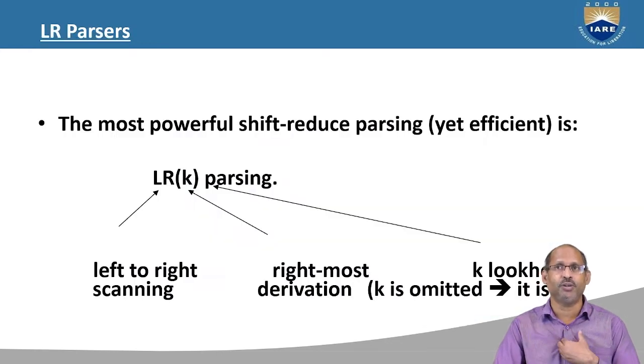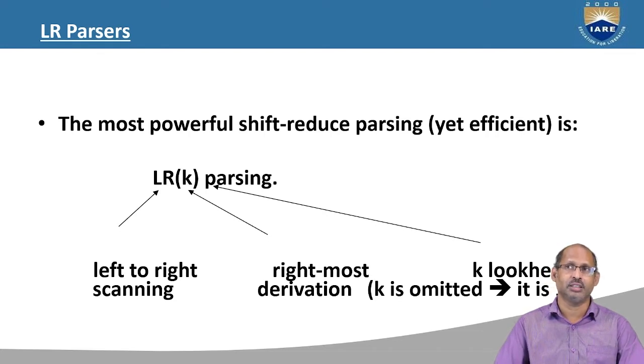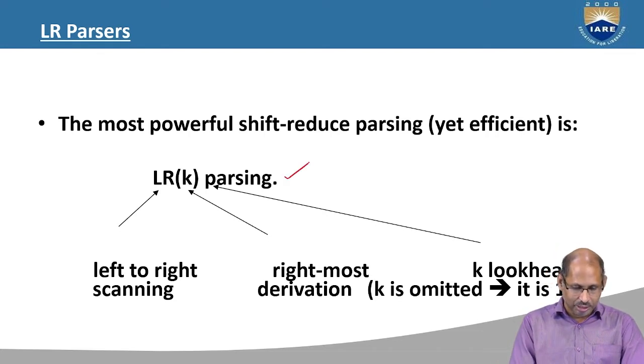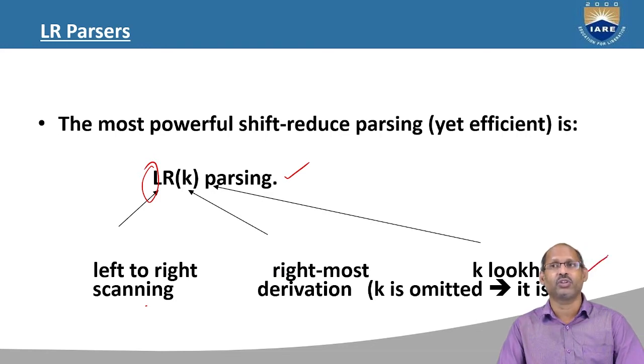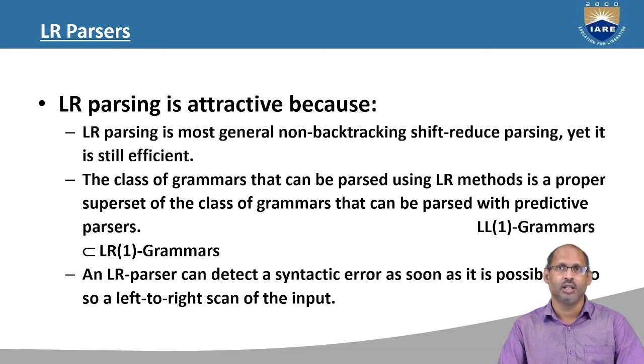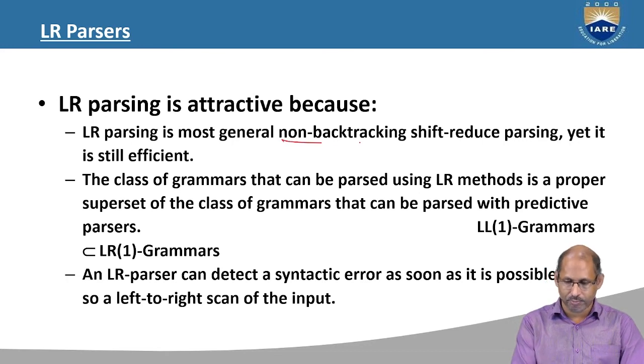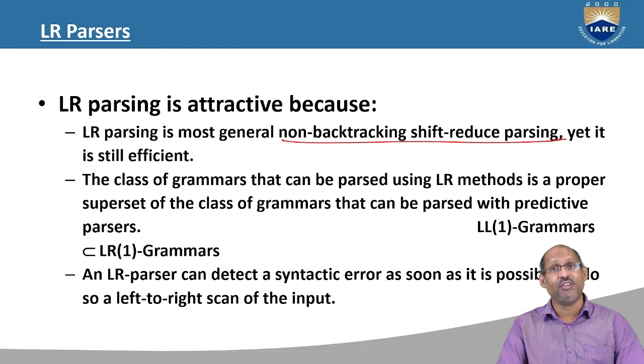The most powerful shift-reduce parsing method is the LR parsing method. L means left-to-right scanning, R means rightmost derivation in reverse, and K means the number of lookahead symbols. LR parsing is attractive because it is the most general non-backtracking shift-reduce parsing method. It is an efficient method.